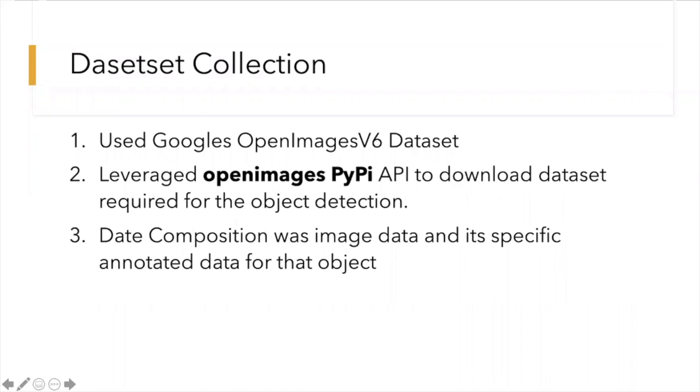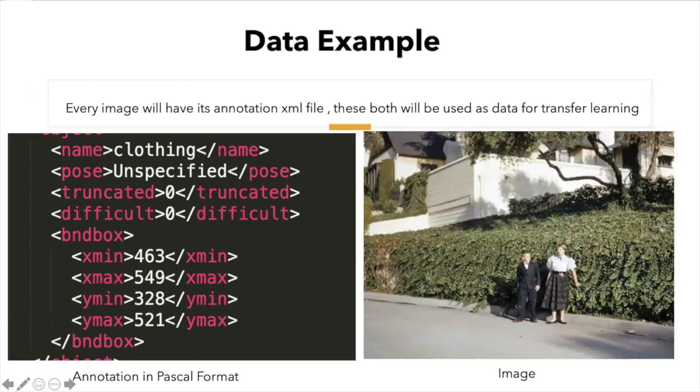In that pursuit, I started exploring image object detection, and this is the data collection process that I did. I started with Google's OpenImage V6 dataset and leveraged the OpenImage PyPI API to download object images with annotations of them. The data basically had image data and its specific annotated data. This is how the data looks. Every image like this had its own annotation.